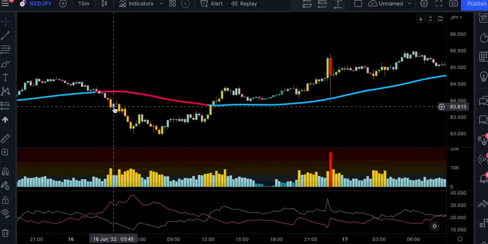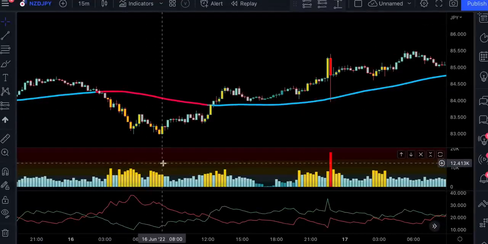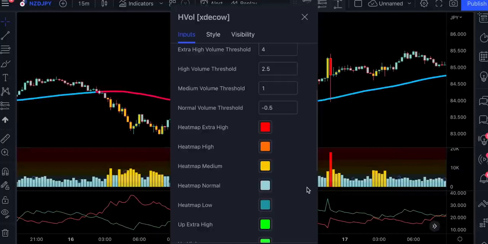And finally, we have this Heat Map Volume on our chart. I discovered this indicator yesterday and I think it works really well. What this indicator does is tell us when the price action is trending and when there is sufficient volume in the market. If we access the indicator settings, we see that we have a heat map of extra high, high, medium, normal and low volume. We're only going to be taking trades when the volume is medium and above.